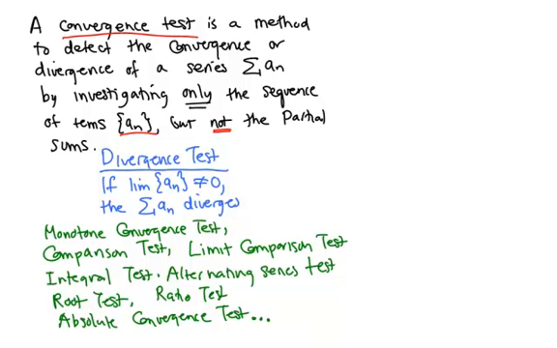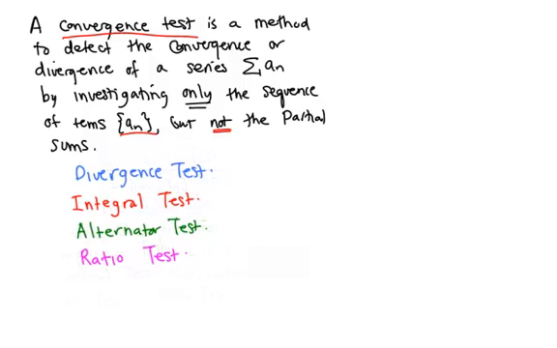And these convergence tests are the divergence test, the integral test, the alternating series test, and the ratio test. Our goal over the next 2 topics is to take a look at what these tests are. In this podcast, we're going to focus on these first 3, just to sort of get our feet wet with them.